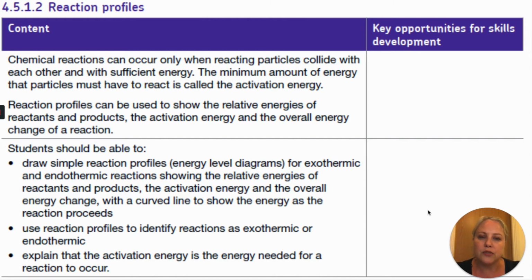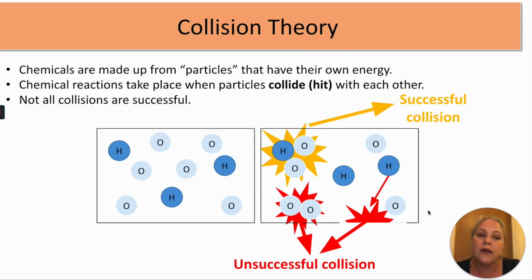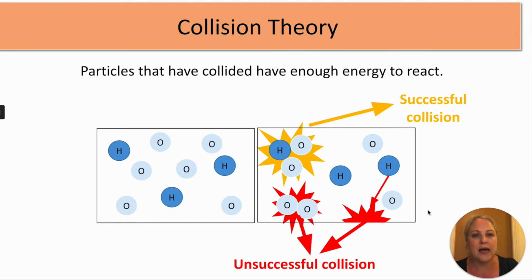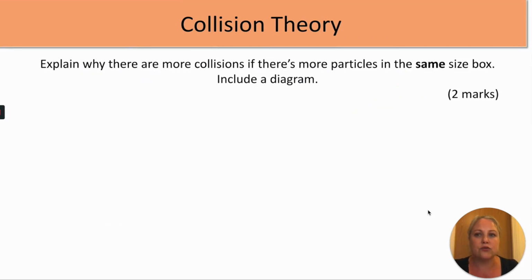Okay, you also need to know what activation energy is. Okay, so collision theory. So when a reaction happens, when molecules collide, a successful collision will mean that a chemical reaction has taken place. Not all collisions are successful though. Okay, the reactants have to actually collide, they have to actually hit each other in order for the reaction to happen, but also they need to have enough energy in order to react. So the energy they need in order to react is called the activation energy.